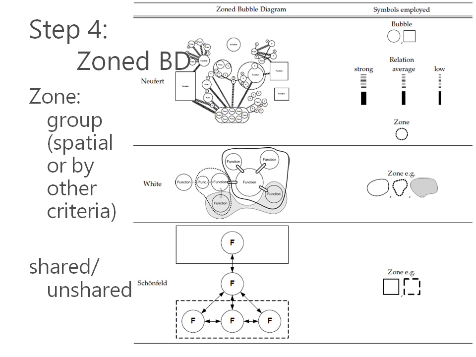And in White, we have arbitrary, also overlapping zones. And in Schoenfeld, we have strictly conceptual zones, which are depicted by dashed or dotted lines. And we have real zones that will be made into buildings or rooms that are drawn as a solid enclosure.